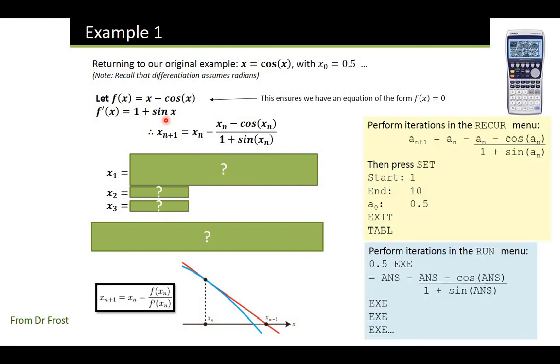Then we get the calculators out, and I would use the recursive menu. On the recursive menu you can type in your formula here, and then you press set. We're going to do the first 10 iterates, and our starting value A0 is 0.5. We don't need anything else because the cobweb diagram's no use to us. I much prefer using this recursive menu to just doing it in run mode, although run mode is pretty quick, because you have a little table where you can keep track of which iterate you're on and so on.